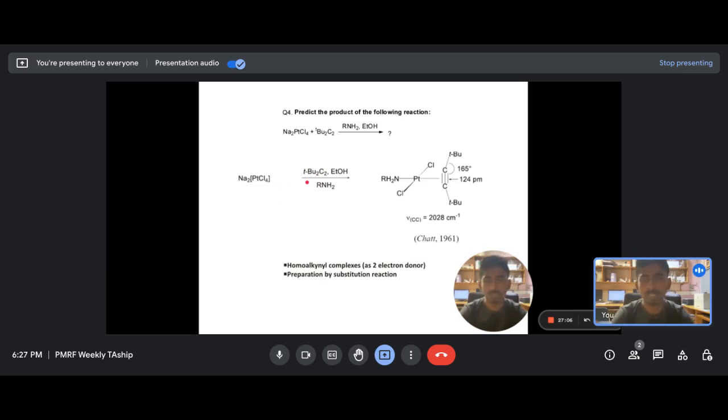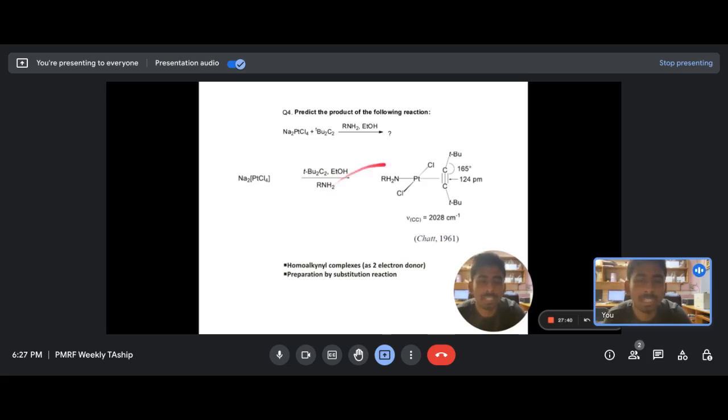So what happens in this case, when ditert-butyl acetylene is given in the presence of the strong nucleophile RNH2? RNH2 is a very strong nucleophile because a significant concentration of negative charge of the lone pair is accumulated on the nitrogen. So nitrogen is nucleophilic in nature, and there are good leaving groups in terms of Cl-. So RNH2 will preferentially attack the platinum center to eliminate one of the Cl- as NaCl.